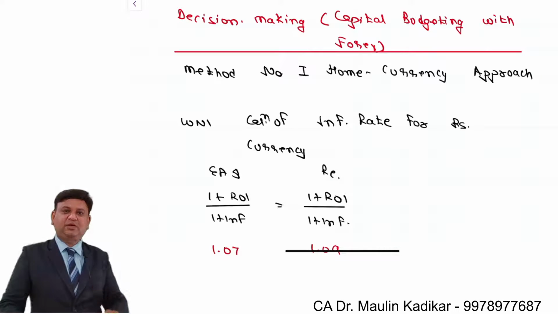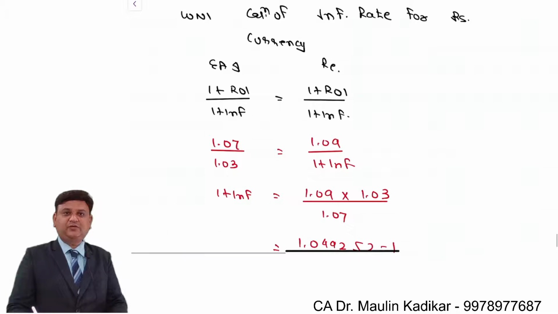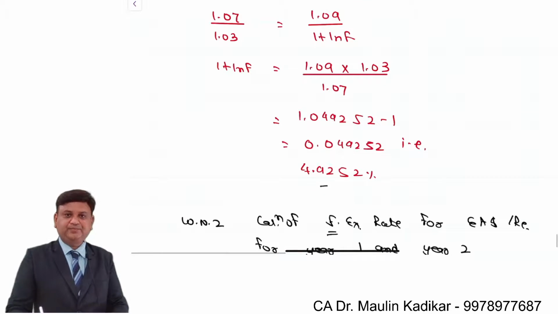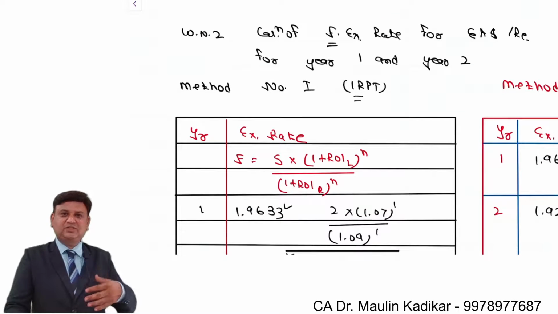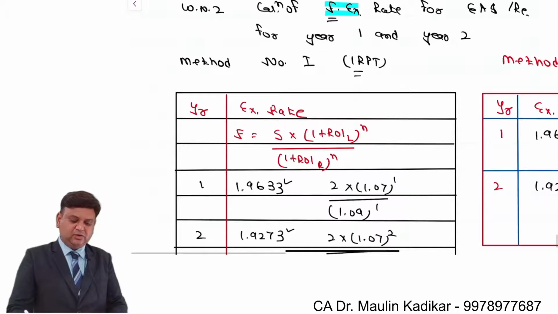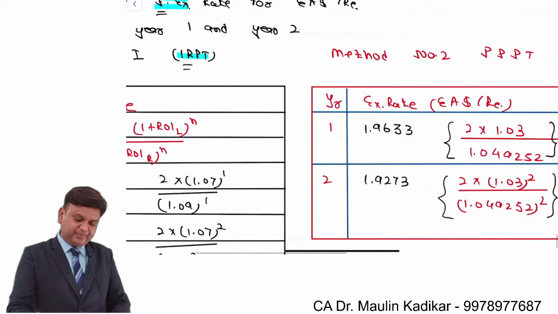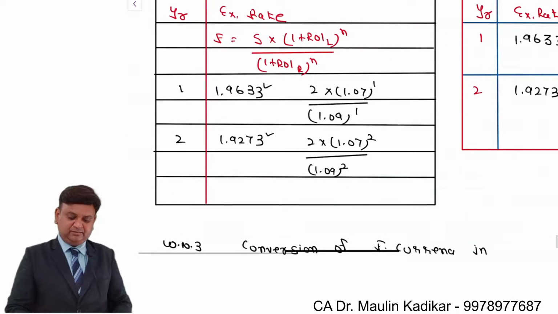Let us have a small summary of the home currency approach. This question is about decision making. The first method is the home currency approach. In that, first of all, we compute the inflation rate for the rupee currency. Of course, it was not required to be calculated. Yet, as it was an initial question, I made the calculation. Then the forward exchange rate calculation for East African dollar per rupee using IRPT and using triple PT. It is calculated for the first year and second year.